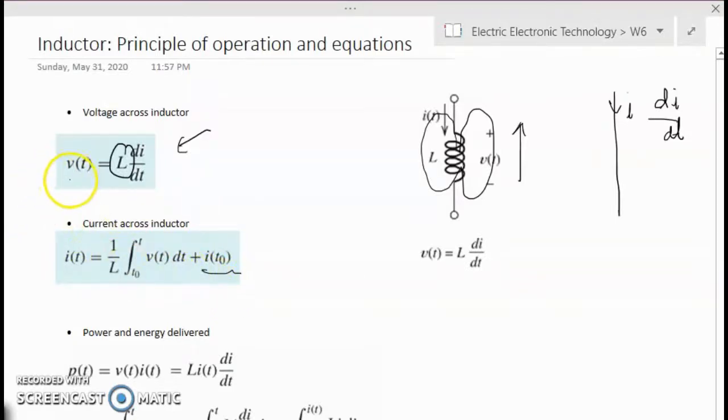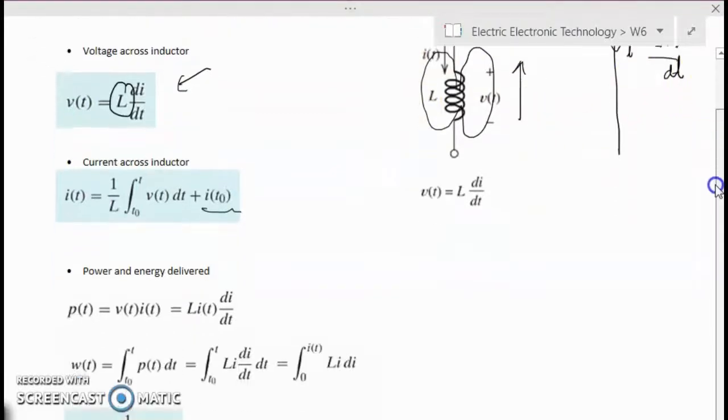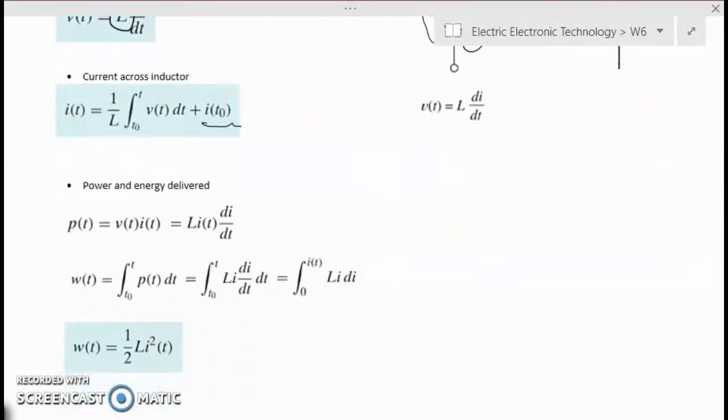Now that we know the values of voltage and current across an inductor, what we can deduce next is the power and the energy delivered by the inductor. As we know, the power is the product of voltage and current, and we know that the voltage in an inductor is L di over dt. Multiplied by i, it becomes L i di over dt, right? So that's power. And what about the energy? The energy, as we know, is the integral of power.